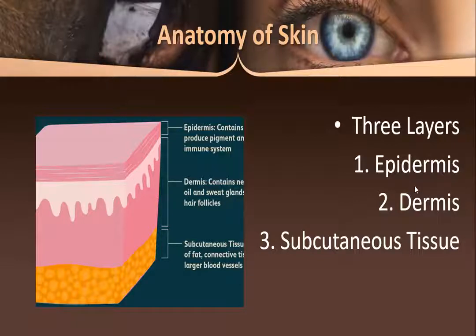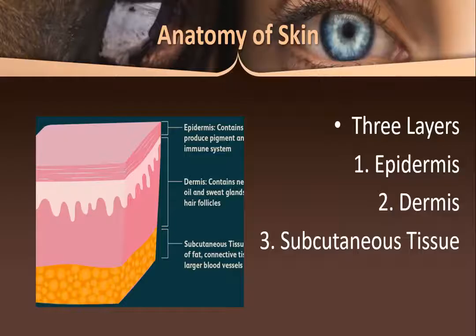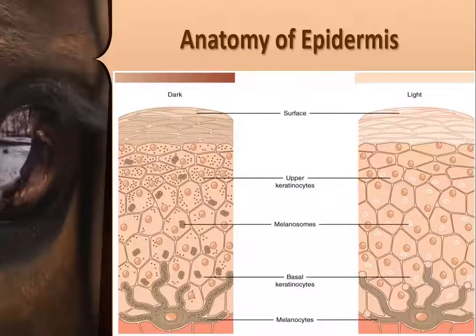If we talk about the epidermis only, there are different layers in the epidermis. Now we are going to study just the epidermis, the outermost layer of the skin. You have studied 5 to 6 layers in the epidermis, but here you will observe a few important things.